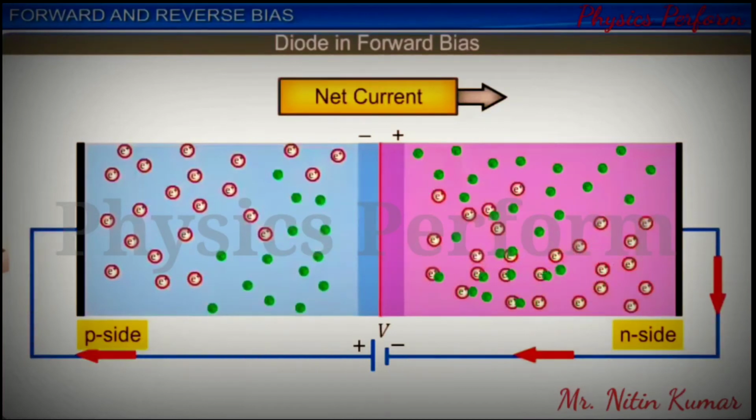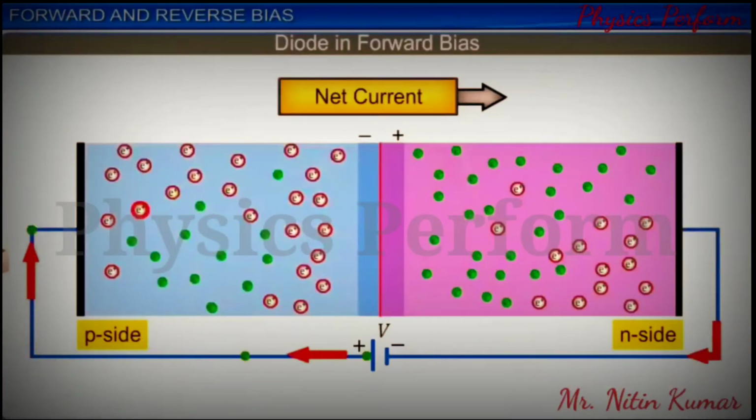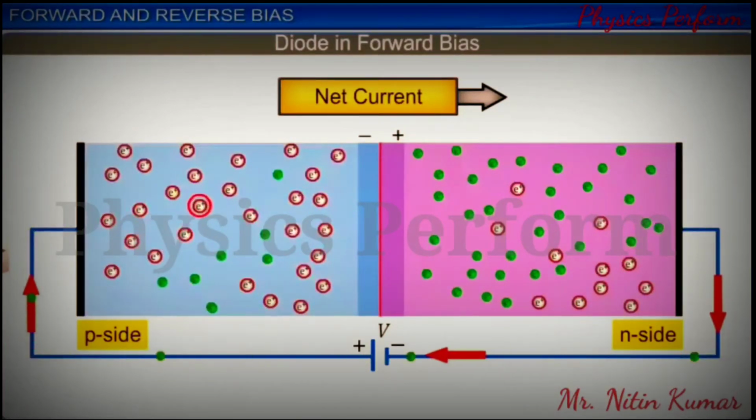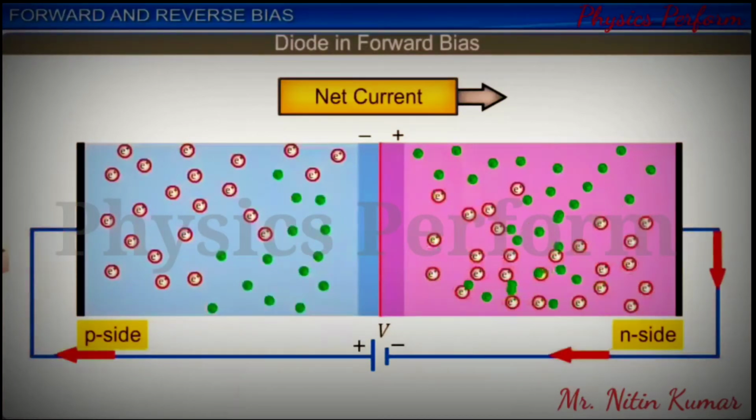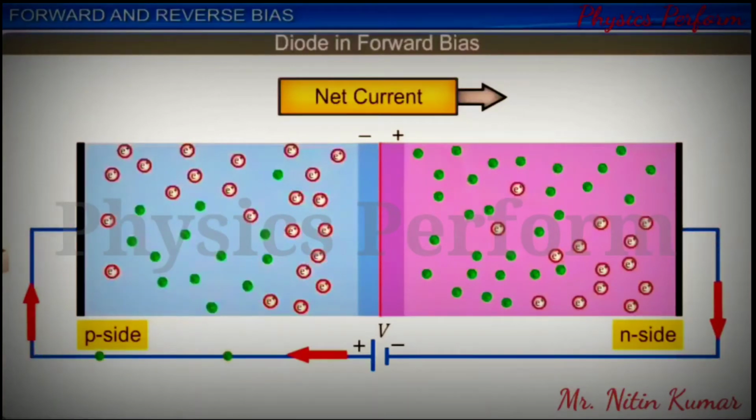The net diode forward current is equal to the sum of the hole diffusion current and the conventional current due to electron diffusion. This current is in the milliampere range.